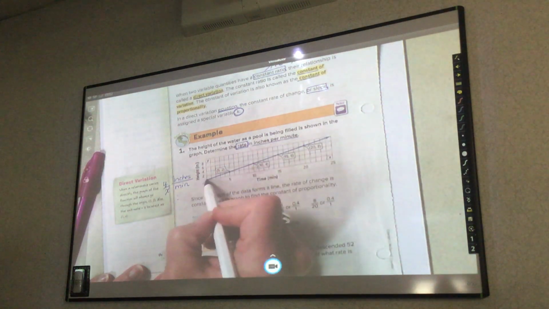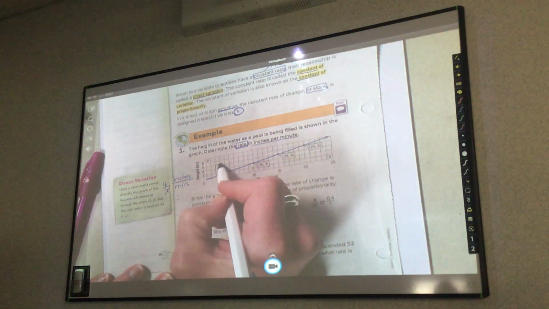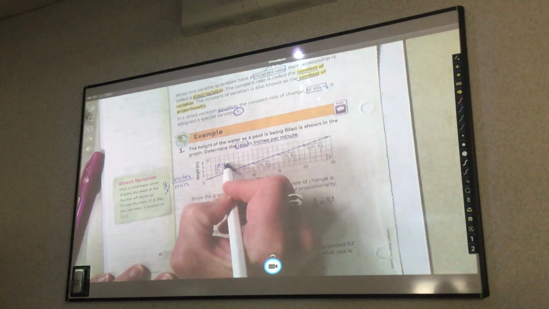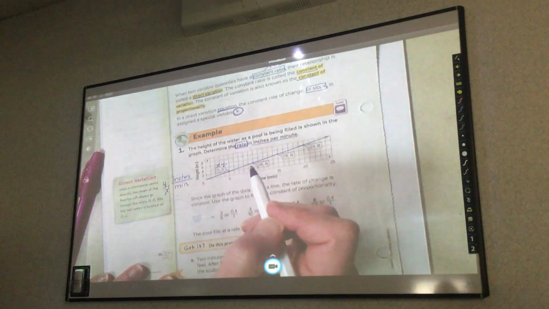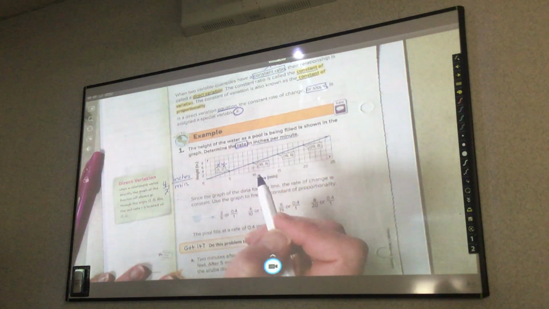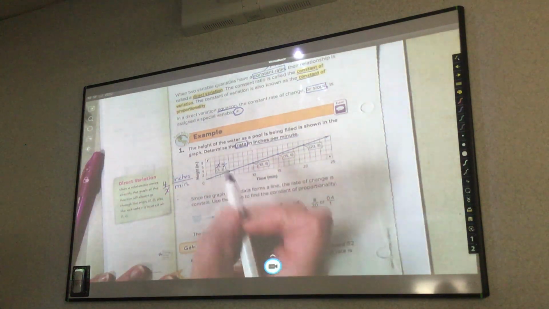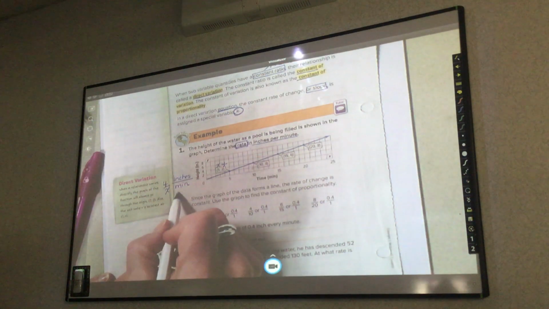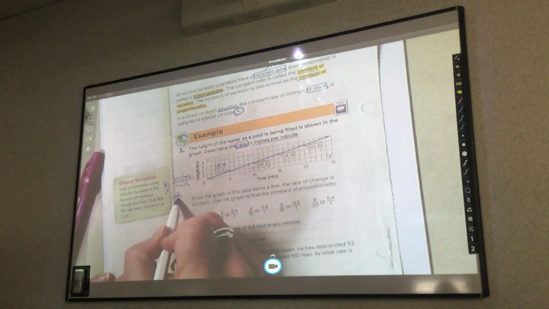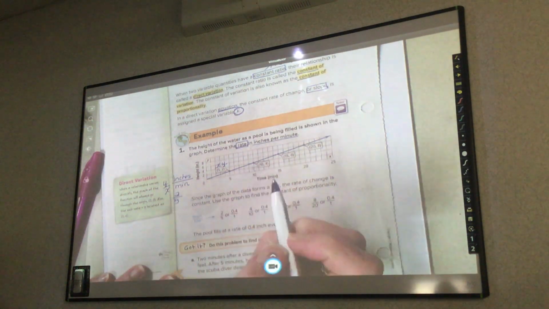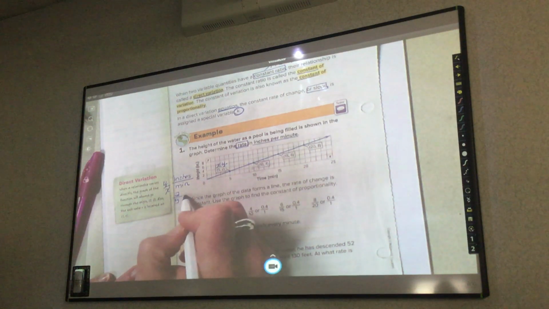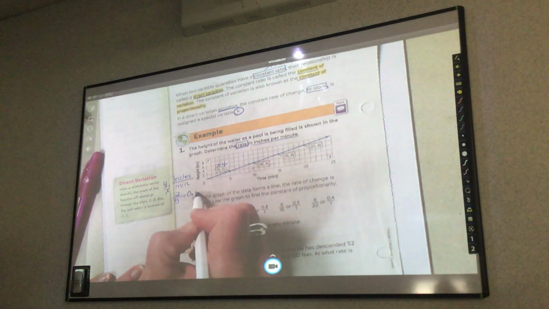So I'm gonna come here. This is labeled x, y. Please be writing it down. So y is 2, x is 5. Well, 2 divided by 5, I put that in my calculator and I get 0.4.